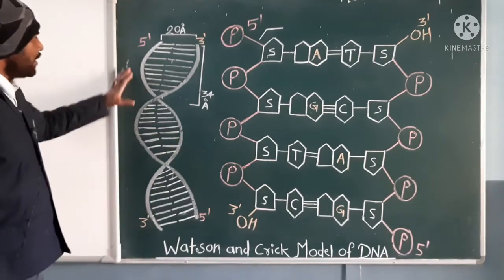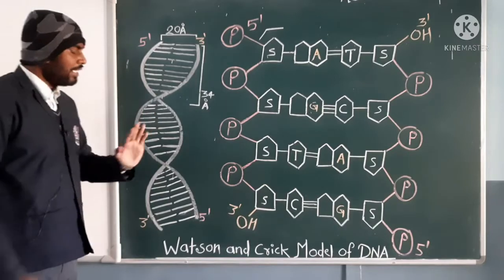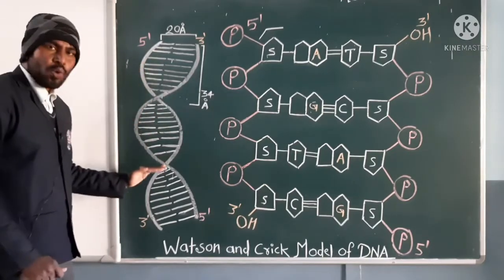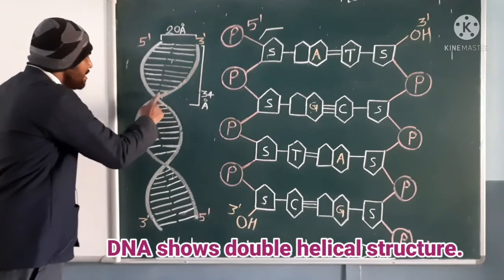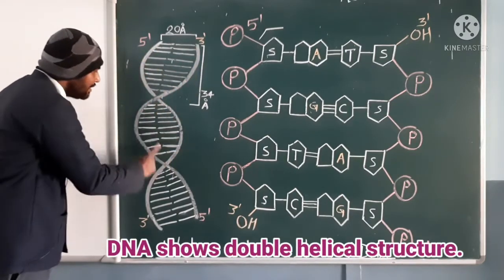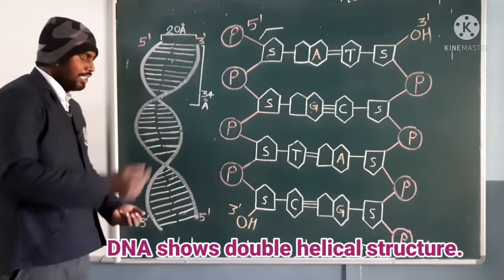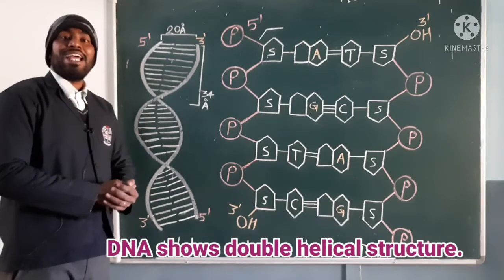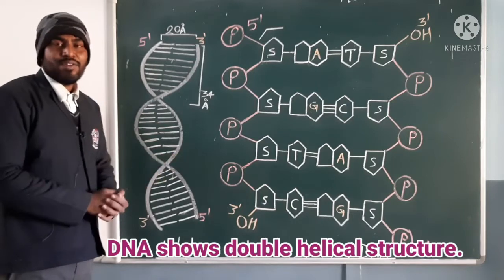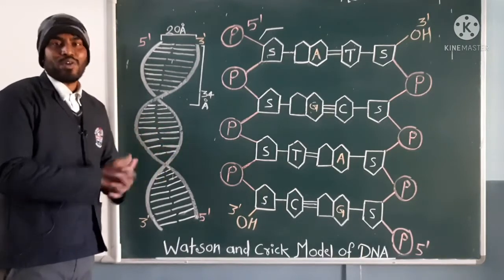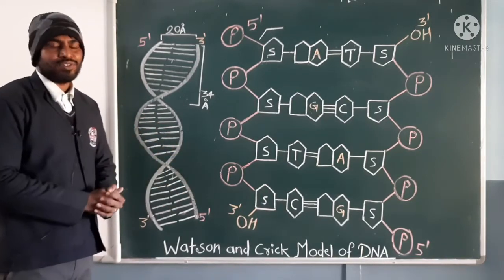So here you can see, according to Sir Watson and Crick, DNA shows a double helical structure. You can see there are two curlings easily seen in this structure of DNA. So DNA shows a double helical structure and looks like a ladder. That's why the name double helix model of DNA was given to the model they proposed.